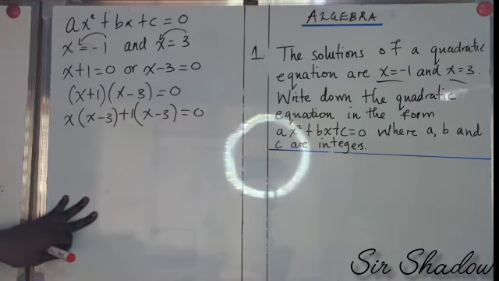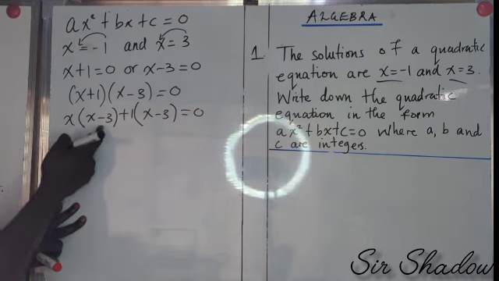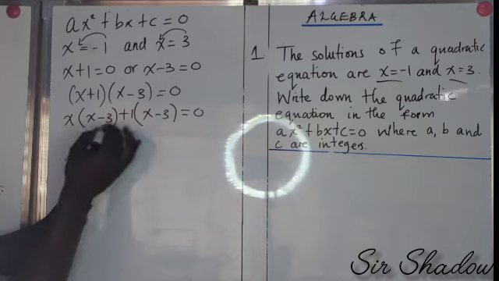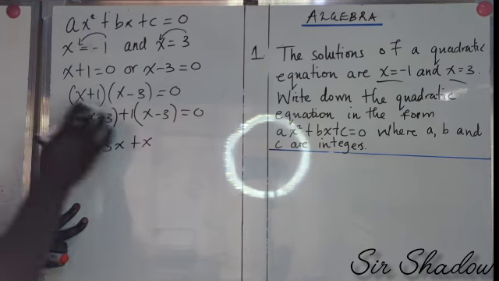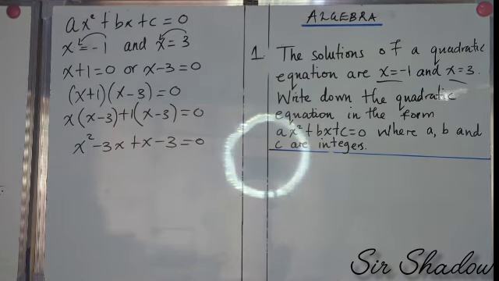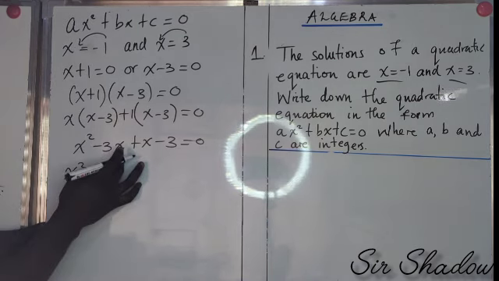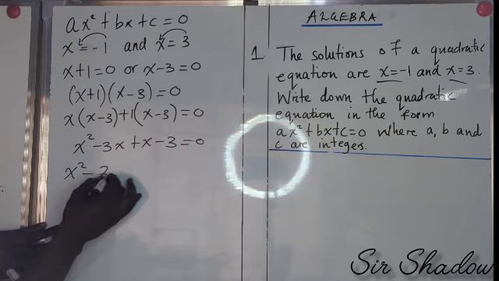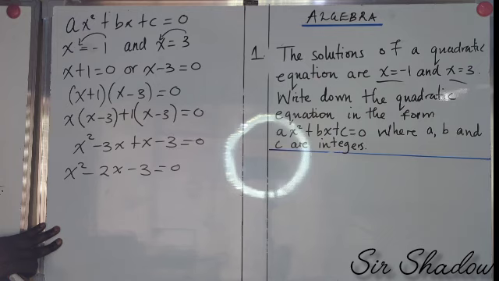Let me just simplify. x times x, now I get x squared. x times negative 3, I get negative 3x. A positive 1 times x, I get a positive x. A positive 1 times negative 3, I get a negative 3. Then I have to simplify the like terms. So I have x squared, negative 3x plus x gives negative 2x, then negative 3 equals 0.